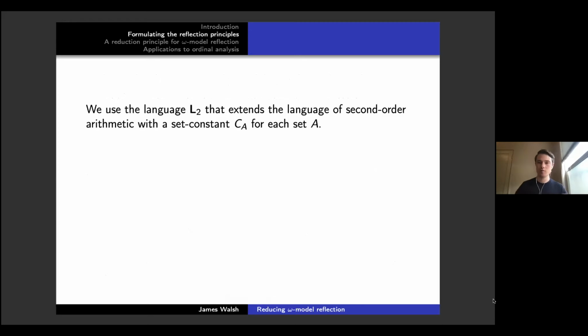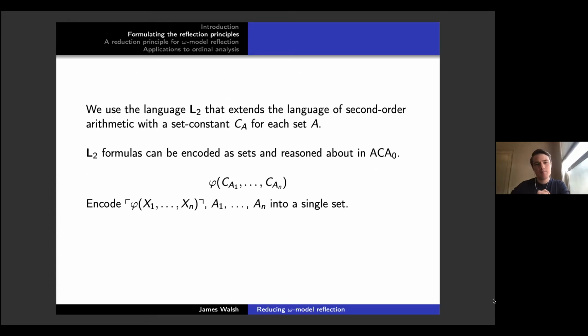This extends the language of second order arithmetic with a set constant, C sub A, for each set A. So we just add in a name for each set, a canonical name. Now, from the external perspective, of course, this is a continuum-sized language. We've added a constant for each set, for each real. But the key here is that the boldface L2 formulas can be encoded as sets and reasoned about in ACA 0.